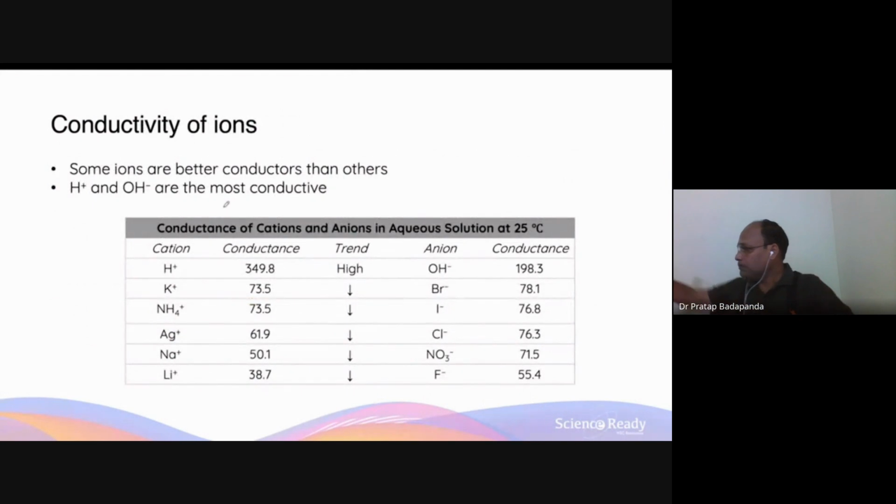Although all ions will contribute to the conductivity of a solution, some ions are better conductors than others. It's important to remember that hydrogen ions from acids and hydroxyl ions from bases are the most conductive ions in solution because they're the most mobile. They move around the solution most easily due to their smaller sizes compared to other ions. Now, you don't need to know these numbers for conductivity, but hopefully this gives you a better idea for comparing the relative conductivity between the ions that you will usually come across in acid-base chemistry.